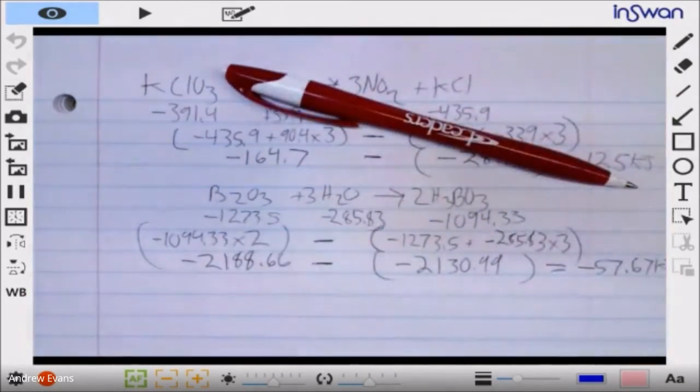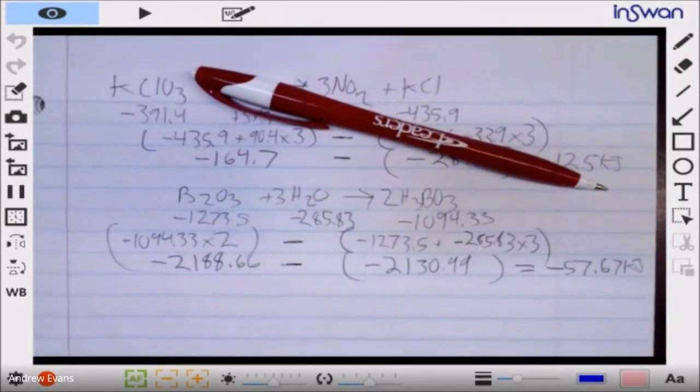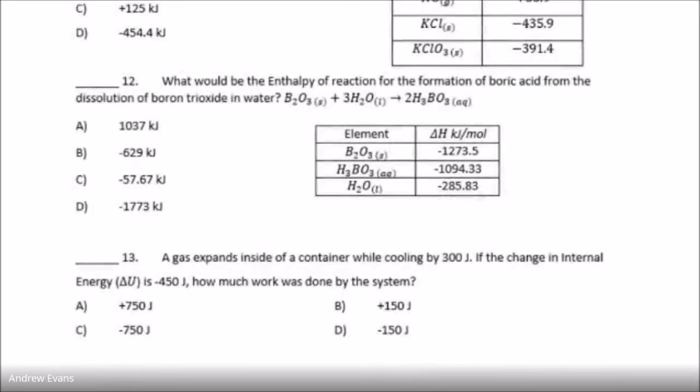Delta H reaction is literally, you find the sum of all the products, you find the sum of all the reactants, and you subtract the reactants from the products, and you get your answer. This is what it'll be like on the test. What it should be like on the test.